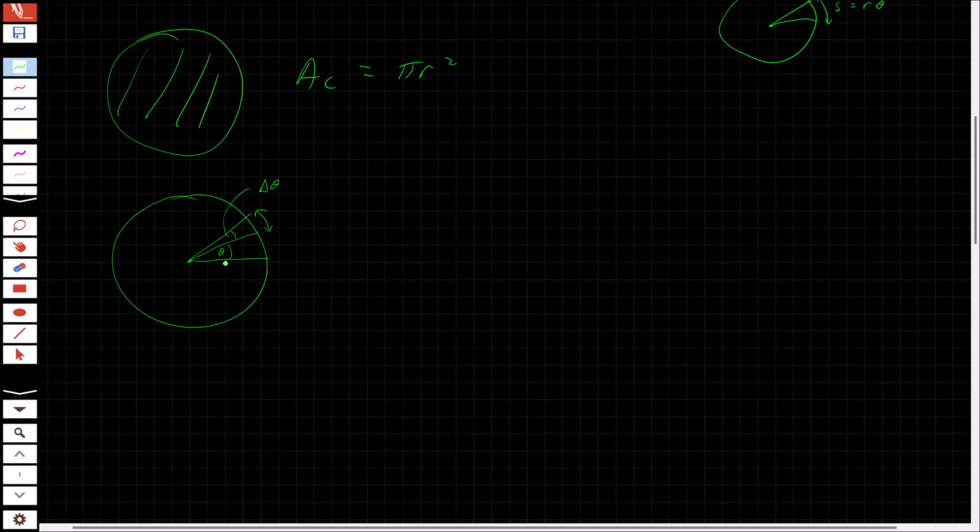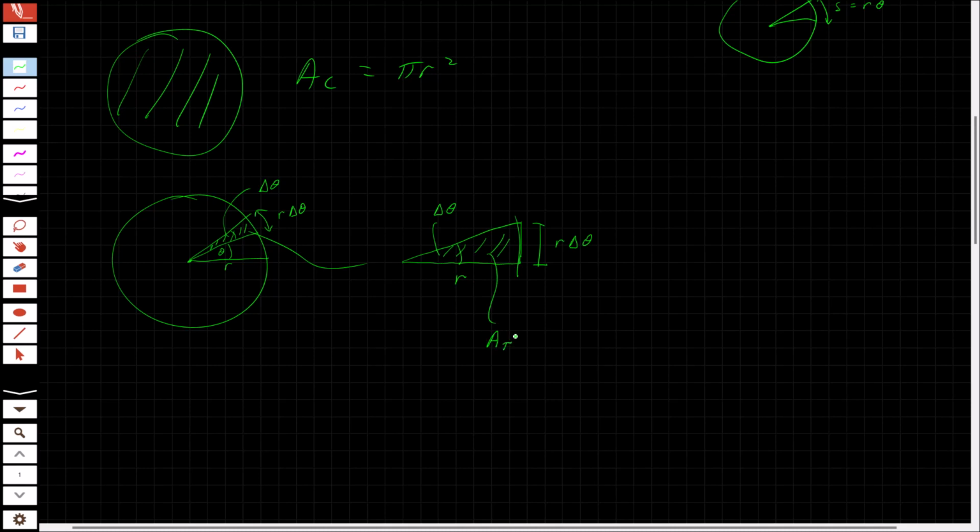The arc length there, by geometry, is r delta theta, and we can extract this little triangle and approximate it as a right angle triangle because of the very small angle. So we have delta theta as the angle, we have a radius, and the height of the triangle is r delta theta, and we can calculate the area of this triangle.